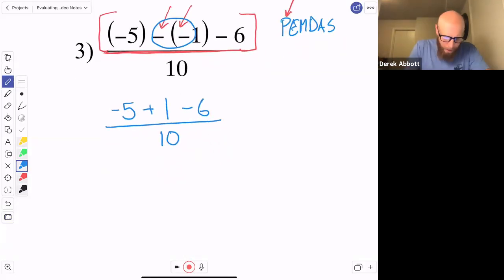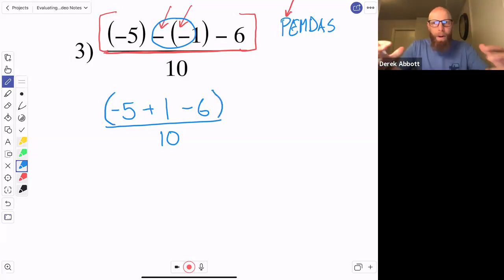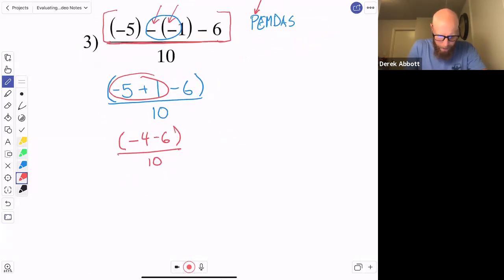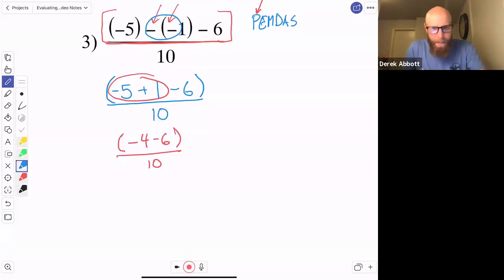Okay, let's keep going. Remember the top, imagine that the top has a giant parentheses on it because it's all on top of the fraction bar. And so it's considered a parenthesis the way that it's written. So let's go -5. I'm just going to do this in order, right? So I'm going to get -4 because -5 plus 1 is -4, minus 6. It's showing that one step at a time, just so you can stay with me on the steps here. So now I'm still doing what's in the parentheses. Now I'm going to end up with -10 on the top and 10 on the bottom, right? That's putting the -4 minus 6, that's -10.